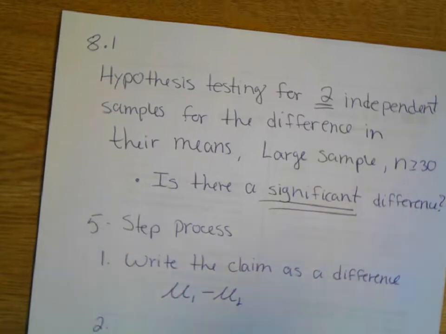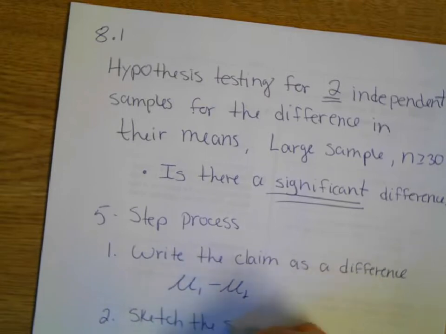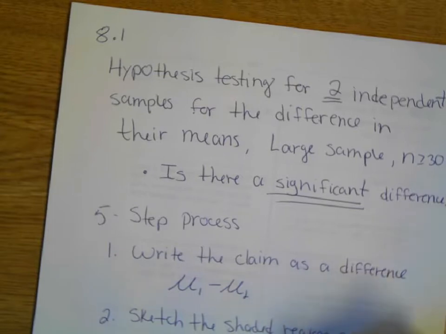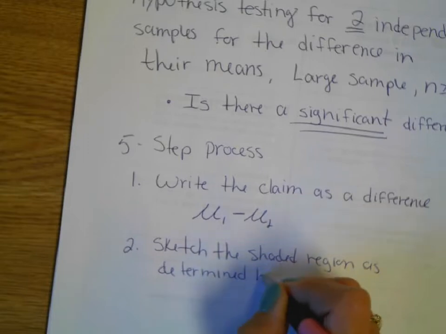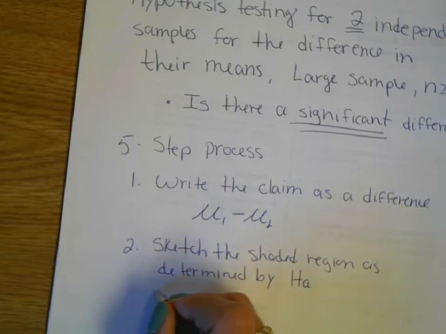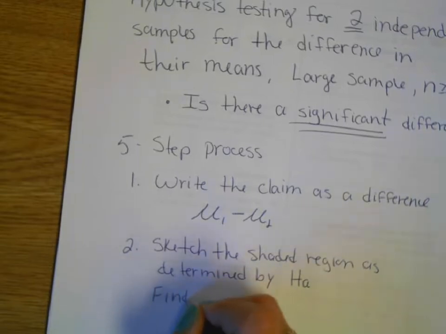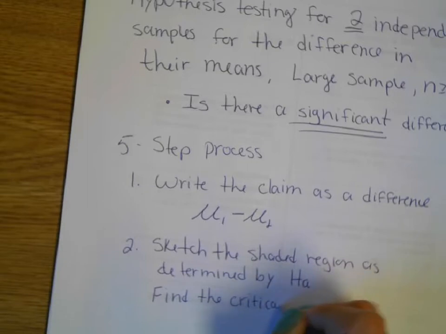So after you write the claim, the H0 and the Ha, you sketch the shaded region as determined by the Ha. You move it up. Yep. Find the critical z-score, because we're doing large samples with means. That's 3 or is that 2? That's still part 2. Find the critical z.